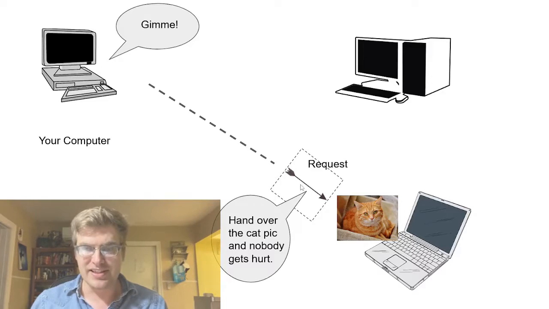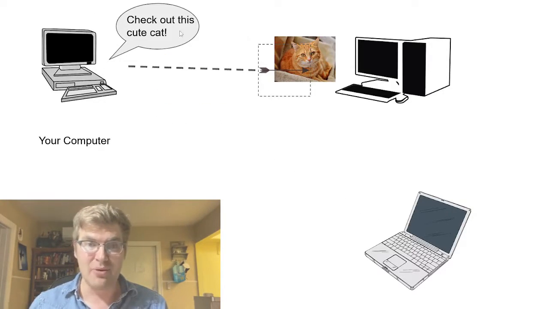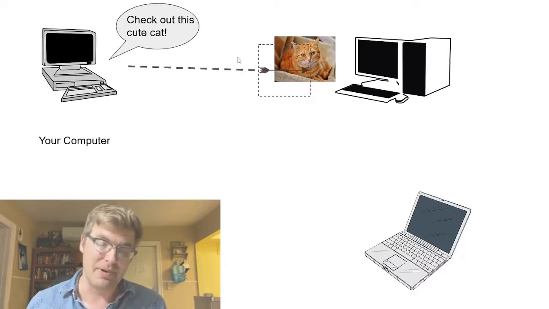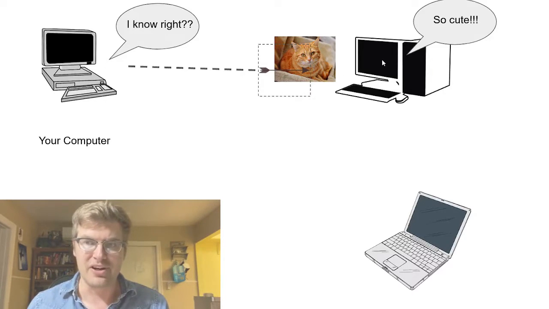So this one says, instead of give me some chicken, it says hand over the cat pic and nobody gets hurt. So then this guy says, okay, I don't want to get hurt, so I'm going to send him back the cat picture. And that is the response. So there's the request that goes to the other guy's computer, and there's a response that comes back to you. Yay. And you say, this cat is super cute. I want to send it to my friend. So just like you sent the chicken over to your friend as a penguin, you're now sending a cat picture over to your friend over here, and he says, oh, it's so cute. And you say, I know, right?